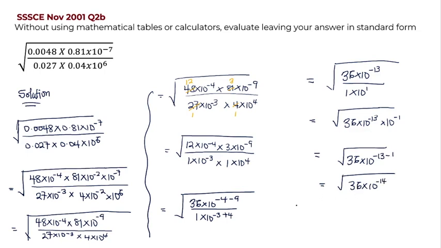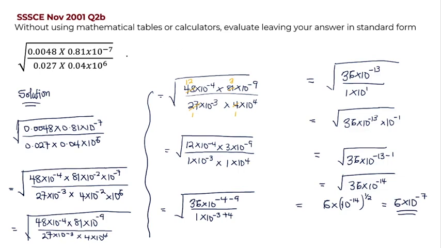Now this is essentially equal to root 36, which is 6, times the root of 10 raised to the power negative 14, which is just like writing 10 to the power 14 all multiplied by half. So this is equal to 6 times 10 raised to the power 14 multiplied by half, which gives me negative 7. So my answer for this problem is 6 times 10 raised to the power negative 7.